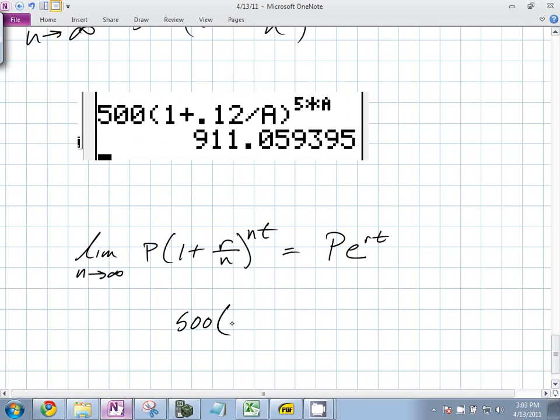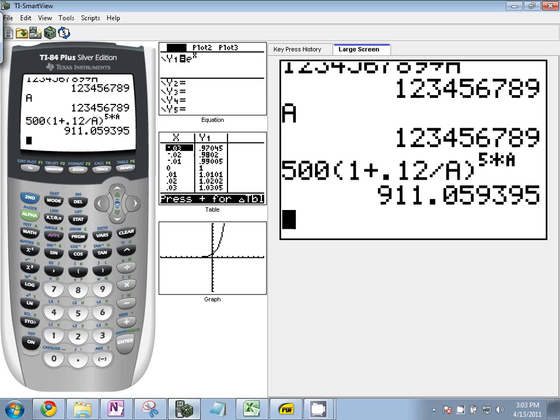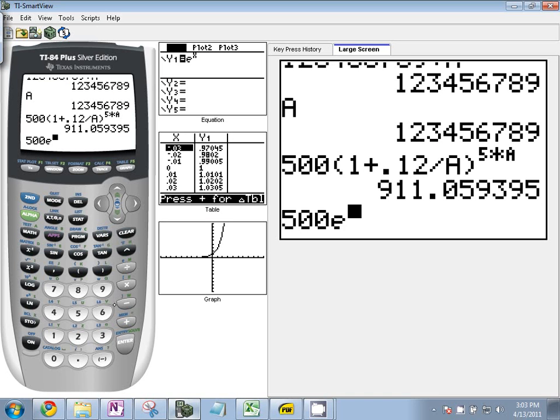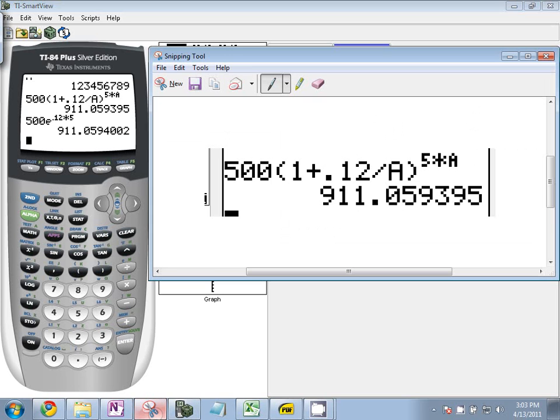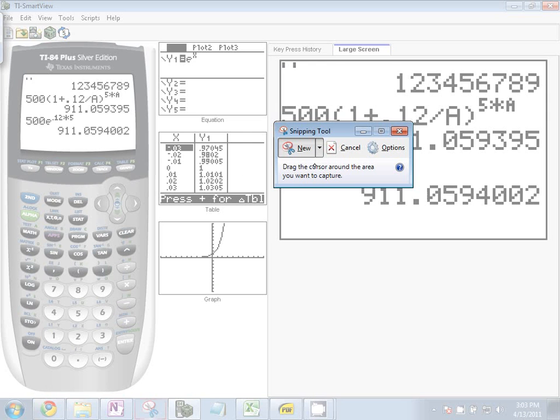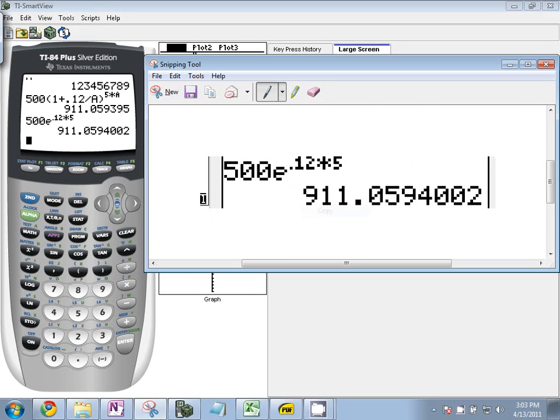500 times e to the 0.12 times t. How many years? 5. If you do that on your calculator, 500 times e to the 0.12 times 5, what do you get? Enter. Look at that. Does it come out to be pretty close to what we got when we compounded it by the millisecond? Yeah, is it still a little higher? Little tiny bit.